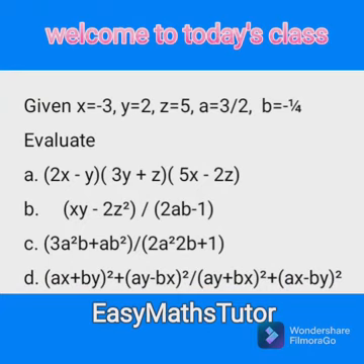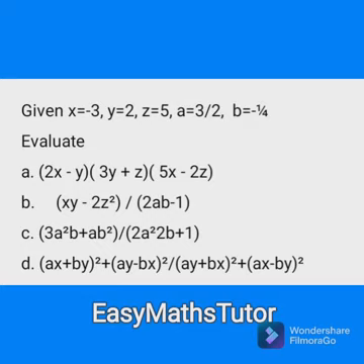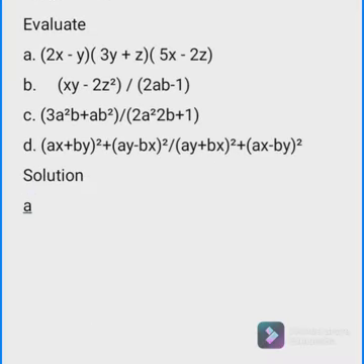So our question: if we are given x equal to -3, y equal to 2, z equal to 5, a equal to 3 over 2, and b equal to 1 over 2, let's evaluate the following functions. So our A problem is given as shown. If we substitute the values of x and y into the function and also the value of z, this is what we'll have.